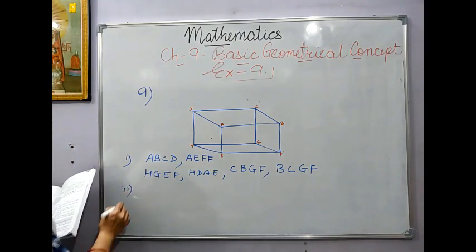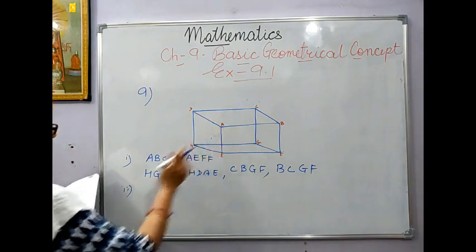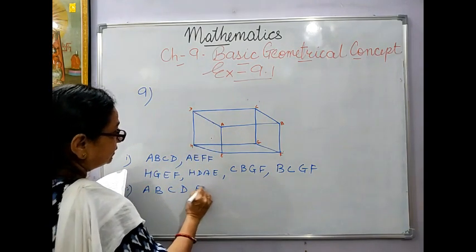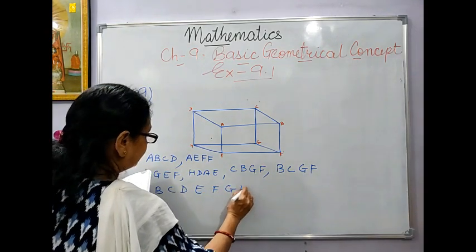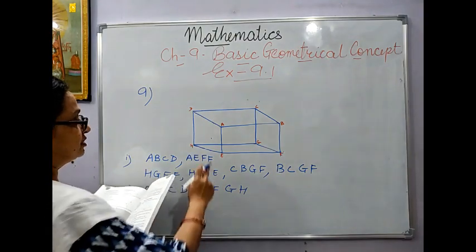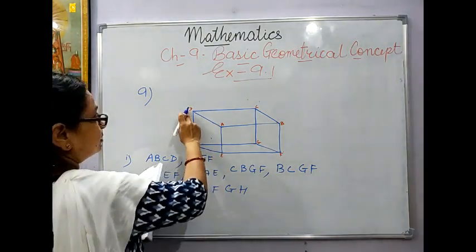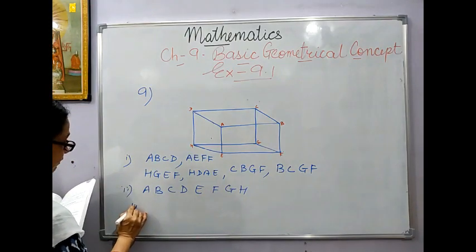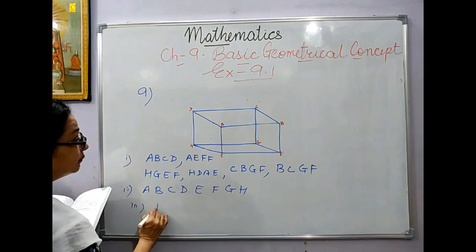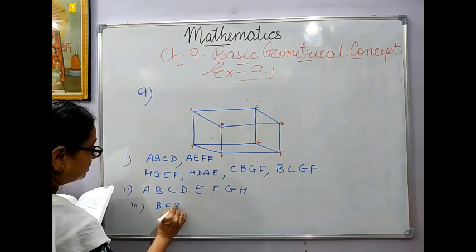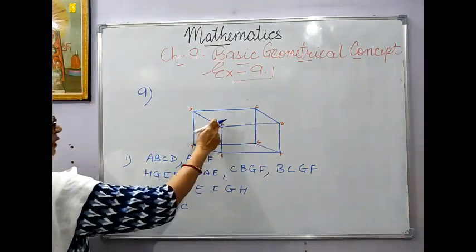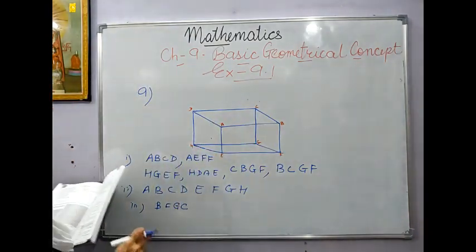Okay, then the second one, all points. So you can clearly see in the red, A, B, C, D, E, F, G and H. All the points are there. Then, plane parallel to AEHD. What will be the plane parallel to it? Parallel means just opposite it. So it will be your BFGC. BFGC is opposite to ADHE.